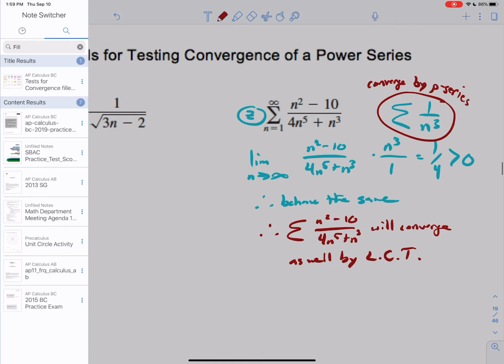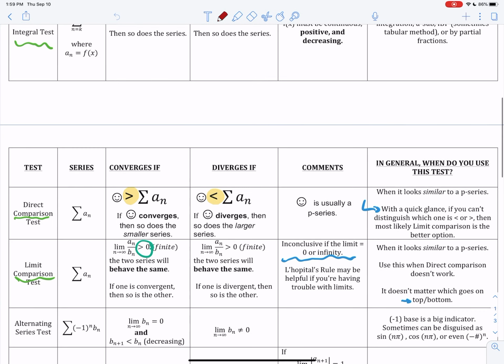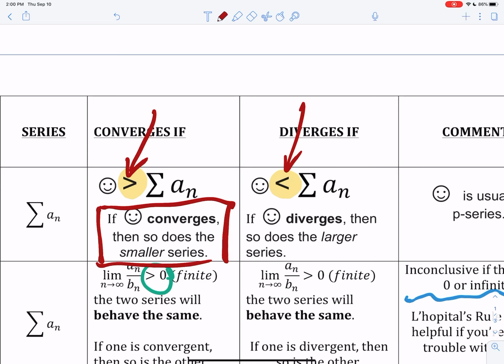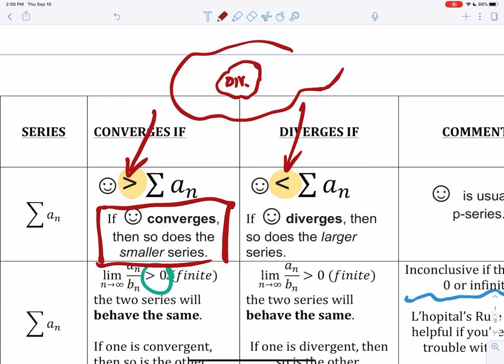So big takeaway, you guys, let's look at this test one more time. Direct comparison test: if you can easily identify if the series is less than or greater than, then you might want to use the direct comparison test. But even then, you have to understand this notion. And I recommend that you guys draw pictures, okay? If the larger one converges, then the smaller one will converge too. If the larger one converges, that doesn't mean that the smaller one will diverge, okay? So it has to make sense. Now, if the smaller one diverges, then definitely the larger one will have to diverge as well, okay? So make sure that you guys are really practicing that there. Drawing out the pictures will really help out.